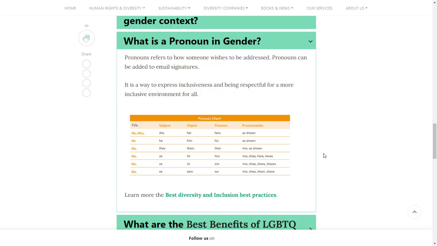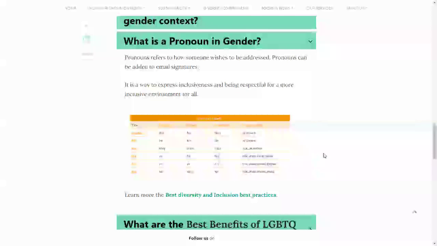So here in the chart you can see that there are different ways to address someone as needed. So it can be she, her, hers as the subject, object, and pronoun for people who identify as a woman, he, him, his for people who identify themselves as male, and then others can use different subject, object, and different pronouns to be addressed.